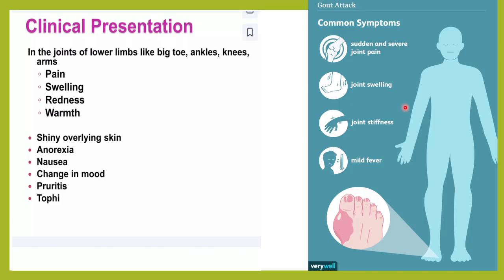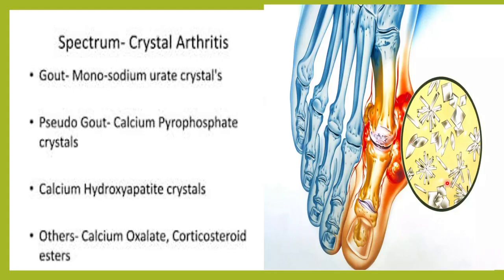I've told you the patient will have pain in the big toe, swelling, redness, and the skin over the swelling will be shining. Patient might have fever, nausea, vomiting, etc. So I've told you that this is a crystal-induced arthritis because of the deposition of uric acid crystals. So here the crystals are monosodium urate crystals.